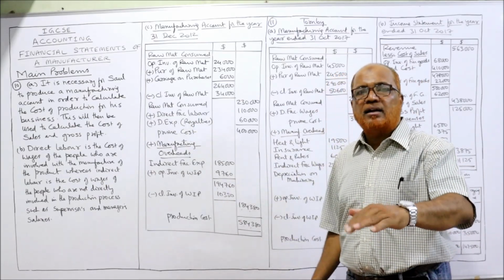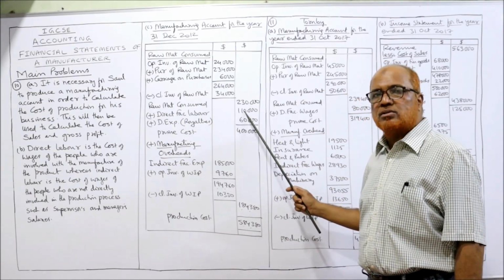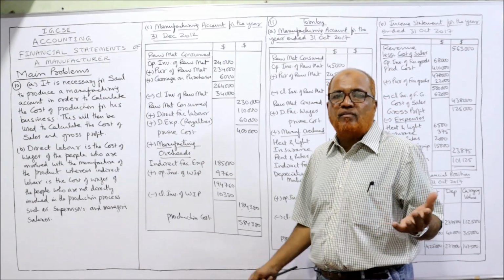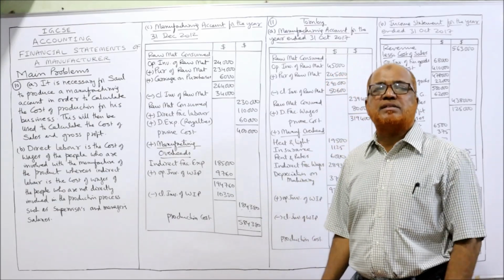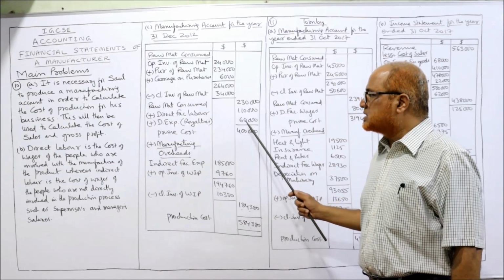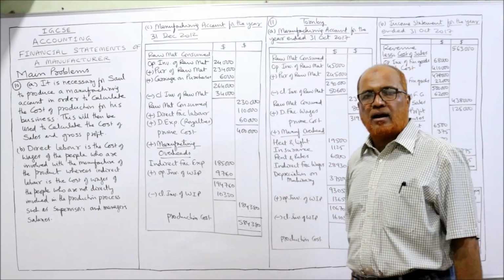To this, we add direct labor. So, direct factory labor 1,10,000. And direct expenses. In the previous problems, we were not given direct expenses. But in this problem, direct expenses are given in the form of royalties. The royalties, direct expense 60,000. The total comes to prime cost 4 lakh.